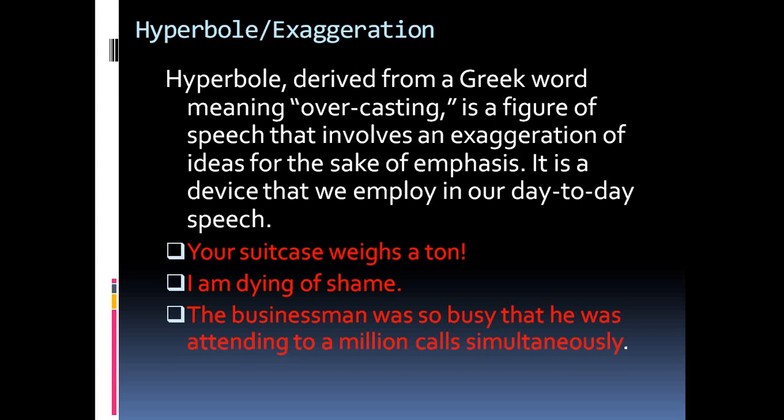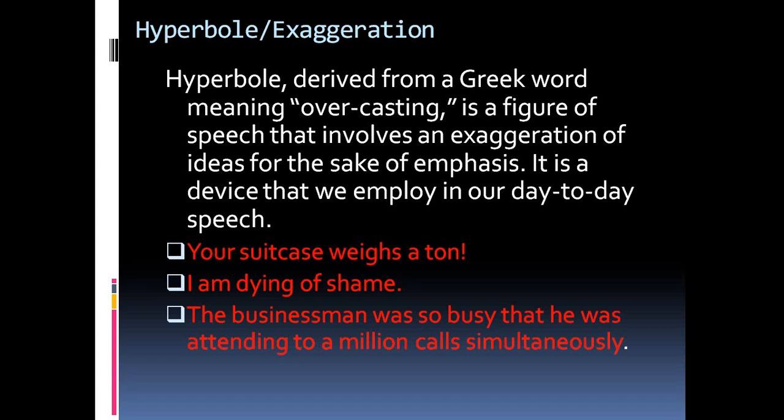I mean, when you define it with words which cannot be compared with that thing, but it's a day-to-day way of talking. It's a day-to-day way of the talk between two people, right? It's a figure of speech that involves an exaggeration of ideas for the sake of emphasis. It is a device that we employ in our day-to-day speech, right? So let me make it very clear with an example.